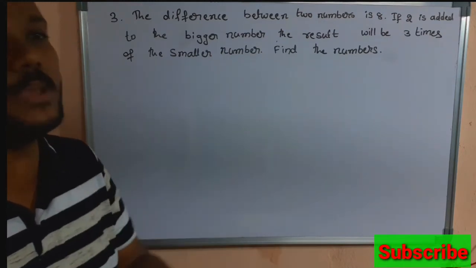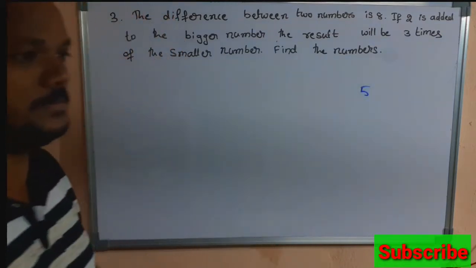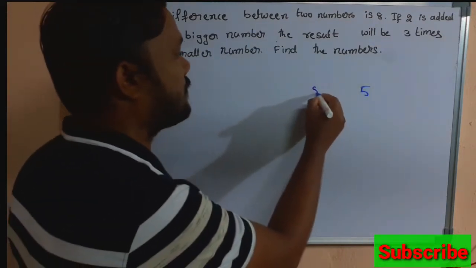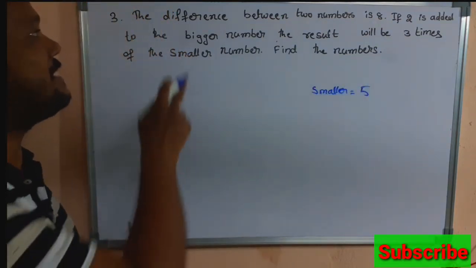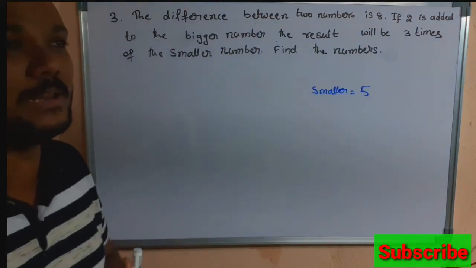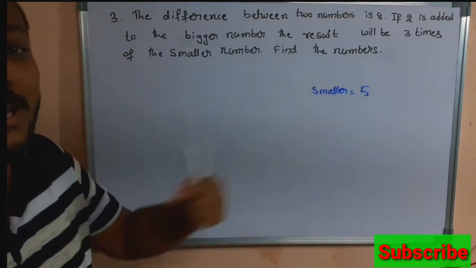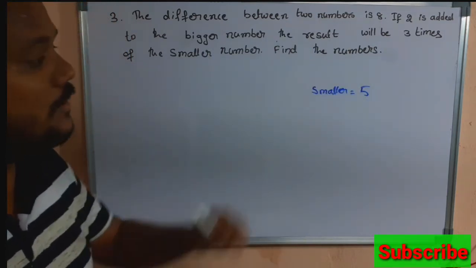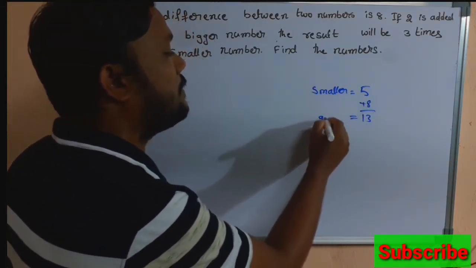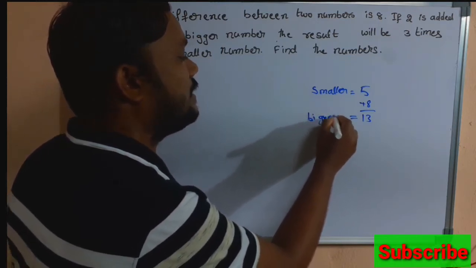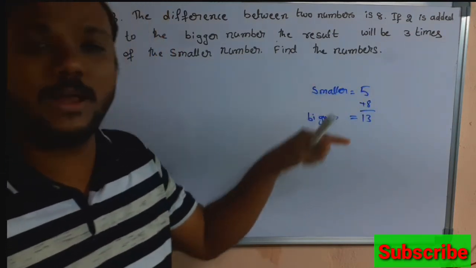In those two numbers, suppose one of the numbers is 5. I am supposing the smaller number as 5. Here, how are you going to get the second number? As I mentioned, the difference between these two numbers is 8, so if the smaller number is 5, then the greater number would be 8 more than this. What is 8 more than 5? That is 13. This becomes the bigger number. That means if you know the smaller number, then we can find the bigger number.